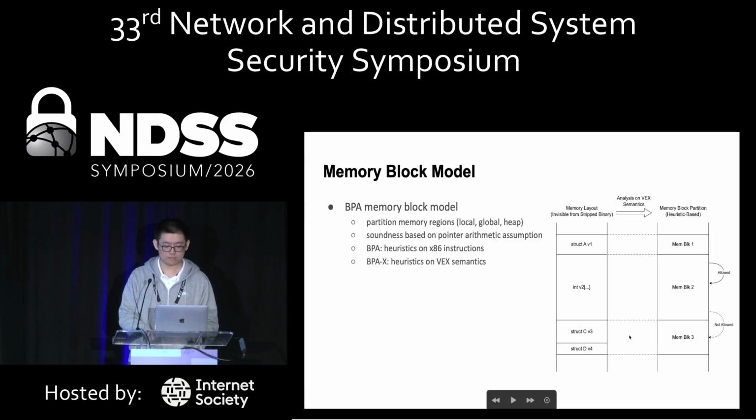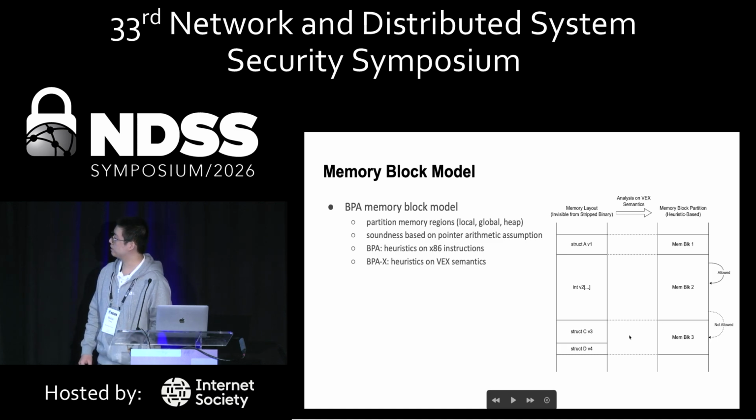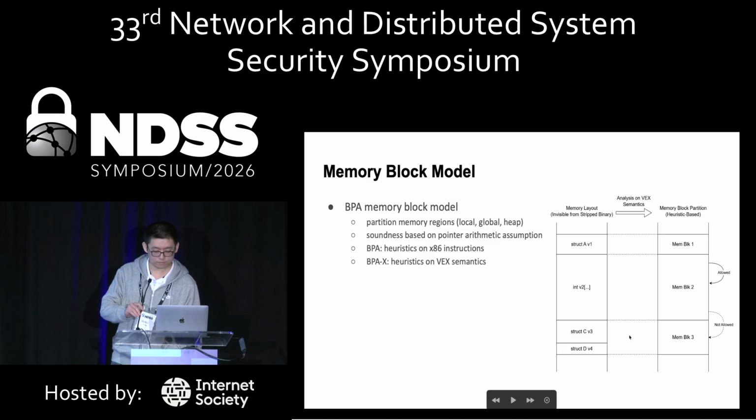The key assumption in the memory block model is that all pointer arithmetic should be restricted within the same memory block. For example, pointer arithmetic starting from memory block 2 should only be allowed within the same memory block. It's not allowed to point to another memory block like memory block 3. And it can guarantee soundness as we are tracking the values at the memory block level instead of at the byte level or word level.